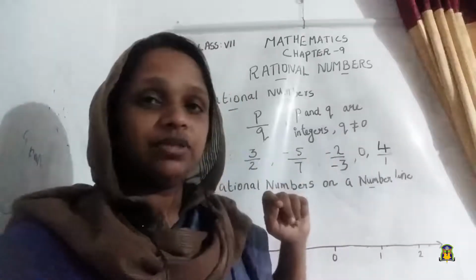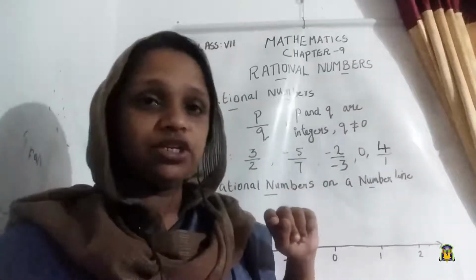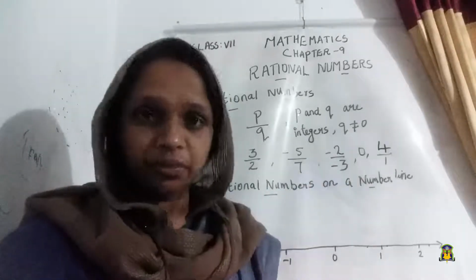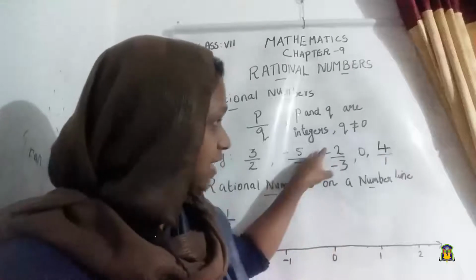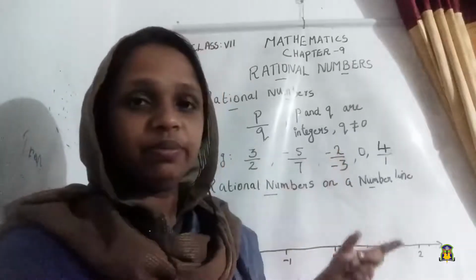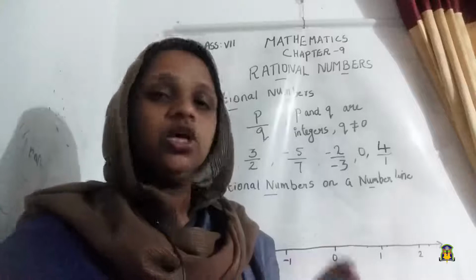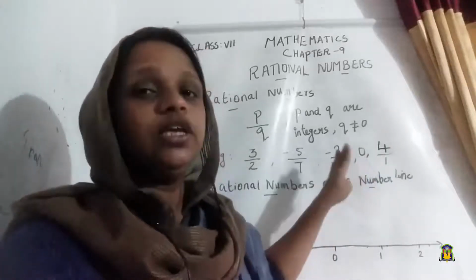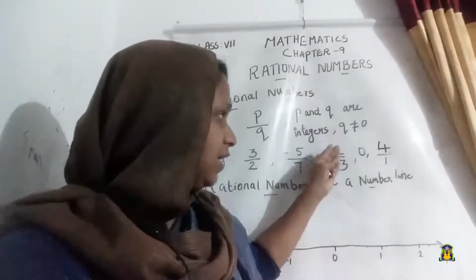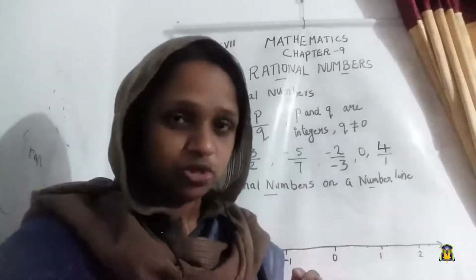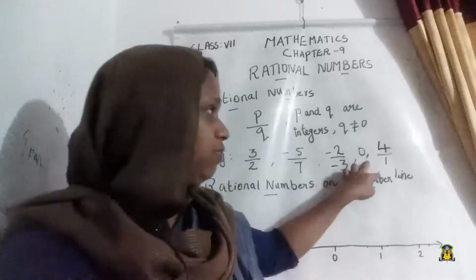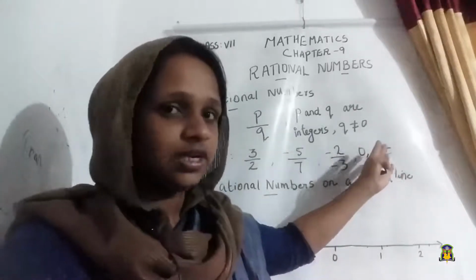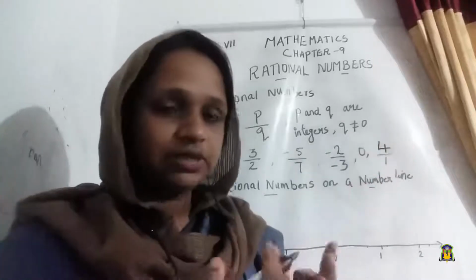Negative 2 by negative 3. Is it a positive or negative rational number? Yes, it is a positive rational number. If you cancel the 2 and 2, then the answer will be 2 by 3 itself. So this is equal to 2 by 3. What about 0? We do not consider 0 as a positive or negative rational number.